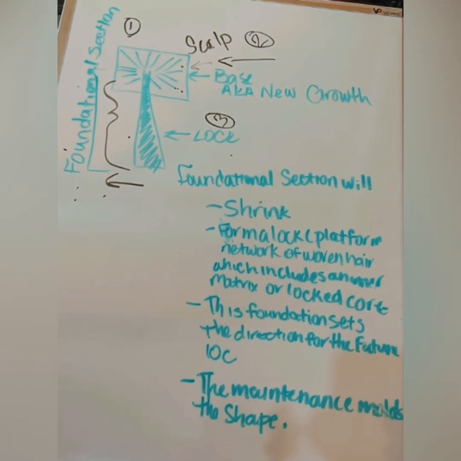She goes on to say that the lock will be considered to be an anchor. So that anchor is the foundational section that turned into a lock, which she describes as the platform network of woven hair. So that woven hair is woven in over time by the lock process. So she says it's crucial to the inner matrix of the lock core. So right here, she's just saying that in addition to the outer part that creates that lock, there is also an inner core. And I can go over that a little bit later after we're done with the book.